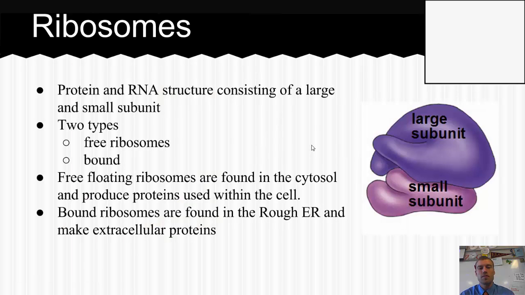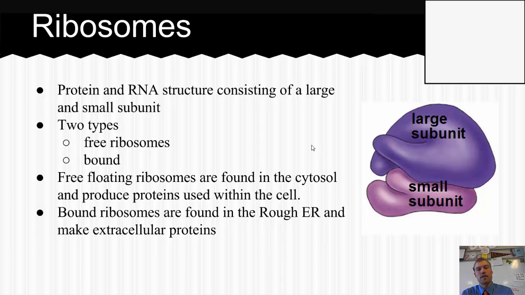And then we've got ribosomes. Ribosomes are protein and RNA structures, and they consist of a large and a small subunit. There are kind of two types: free ribosomes, which float around in the cytosol, and bound ribosomes, which are attached to the rough endoplasmic reticulum. Free-floating ribosomes produce proteins that are used within the cell, and bound ribosomes are the ones found in the rough ER, and they make extracellular proteins, or proteins that are going to be sent out.